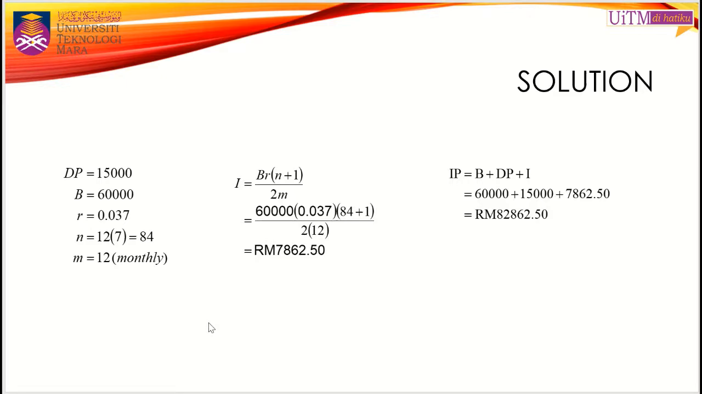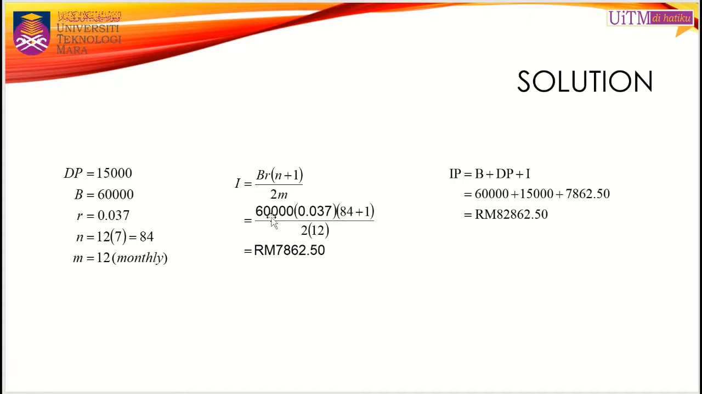So to find the answer for the first question, they ask you to find the value of the interest charge, which means that you have to find the value of I. Since this problem stated that it is based on reducing balance, you have to use the constant ratio formula, which is given by I equal to BR(n+1) divided by 2m.